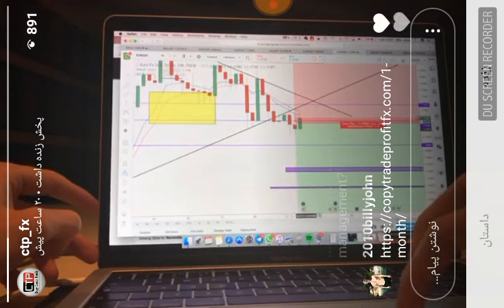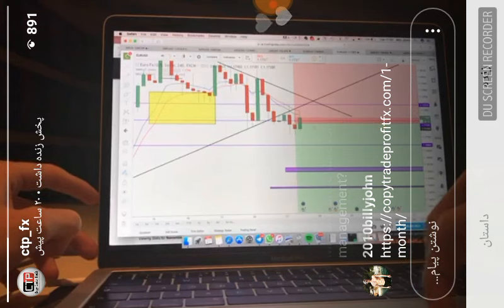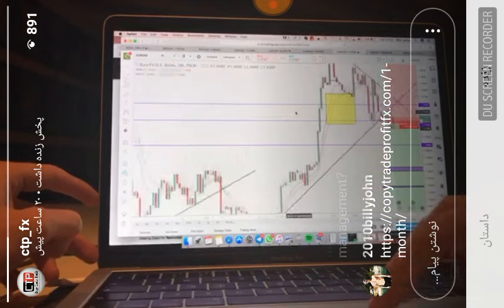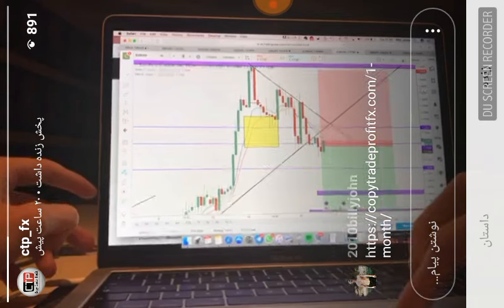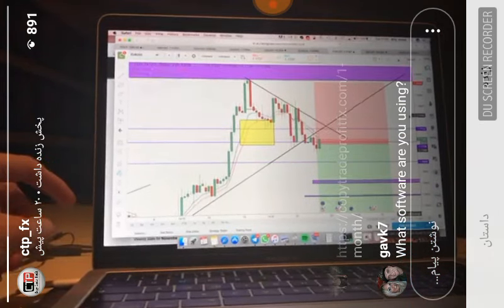Hopefully this 4 hour candle closes in 39 minutes. If it closes below these 2 moving averages, I will be happy to let this trade go. As our clients know, we are in Euro USD.